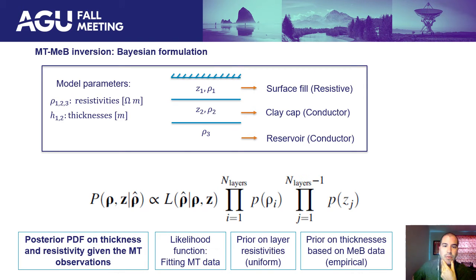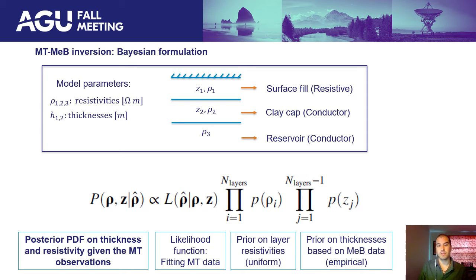Our MT-methylene blue inversion we formulate using the Bayes equation, where we invert using a 3-layer model that contains 5 parameters: 3 parameters for the resistivities of the first layer, the second layer, and the half-space, and 2 parameters for the thicknesses, the thickness of the first layer and the second layer, where the second one is the one that we are trying to capture as the clay cap. We quantify the posterior PDF over the thicknesses and the resistivities of these layers, given the MT observations.